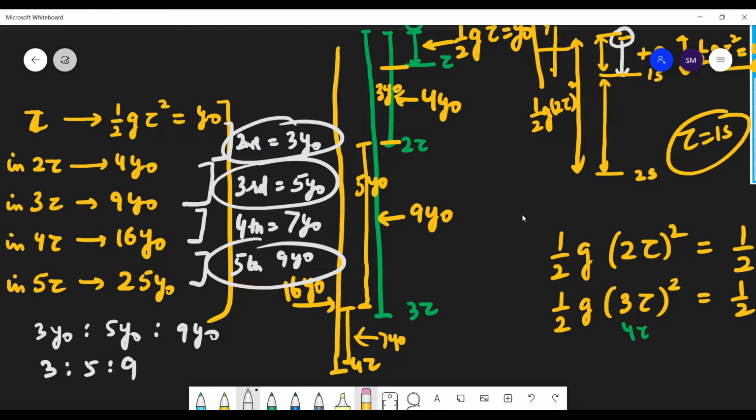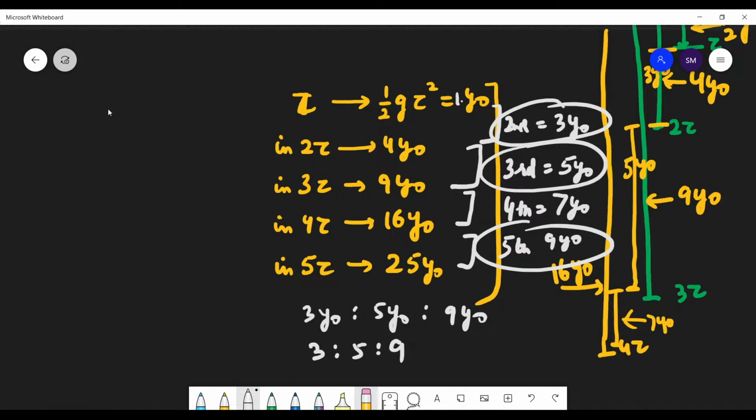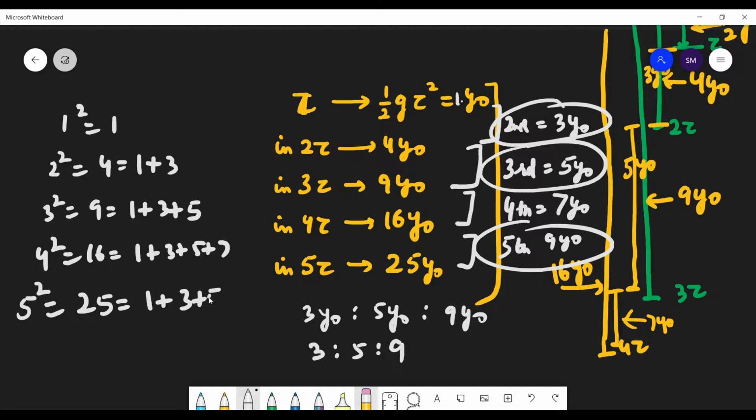So you can see here that these are all perfect squares, and how do we find them? 1 square is 1, that is the sum of one odd number. 2 square is 4, that is 1 plus 3, sum of two odd numbers. 3 square is 9, that is the sum of the first three odd numbers. 4 square is 16, the sum of the first four odd numbers. 5 square is 25, the sum of the first five odd numbers.